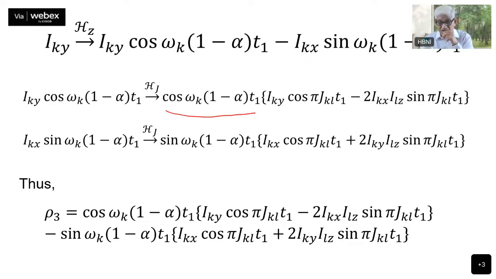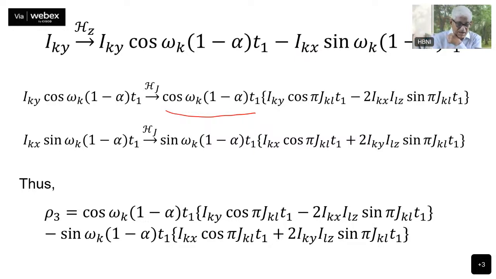Inside you write IKY cosine pi jkl T1. Notice, this is the difference here. Earlier we had (1 plus 2 alpha) T1. Now this will be simply T1, and that factor has been now brought into the chemical shift. Pi jkl T1 minus 2 IKX ILZ sine pi jkl T1.